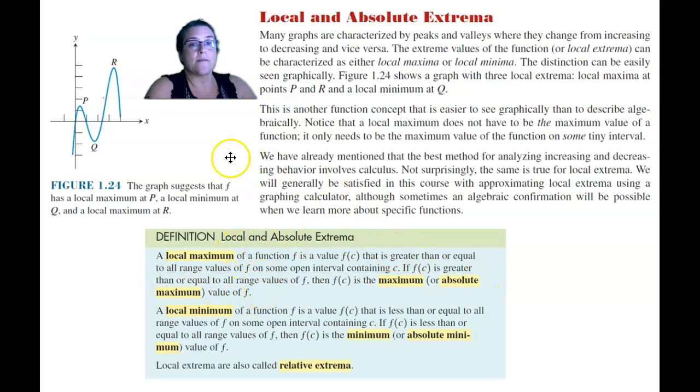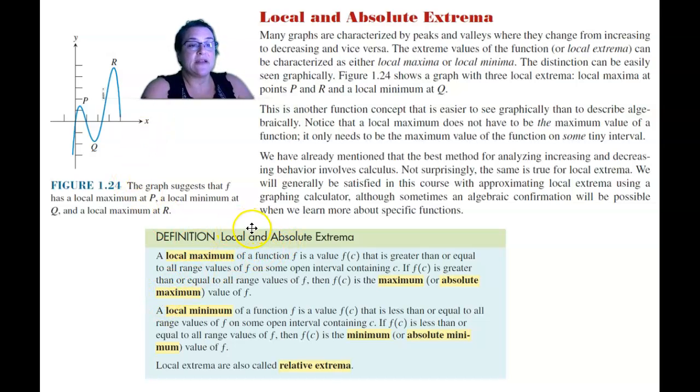Okay, so when we look at this graph, this point R is the absolute highest point on the graph, right? That would be an absolute maximum. Okay, P is just a local or relative maximum because it's a maximum between 0 and 1, but not the highest point on the graph.